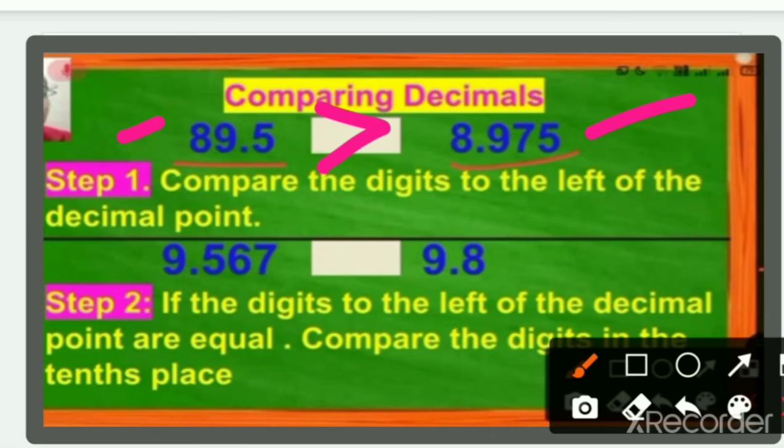Also, next we have 9.567 and this is 9.8. It is very easy because this is 9 and this is also 9, but after the decimal point we have 5 and after the decimal point we have 8. So which is greater? This is greater.